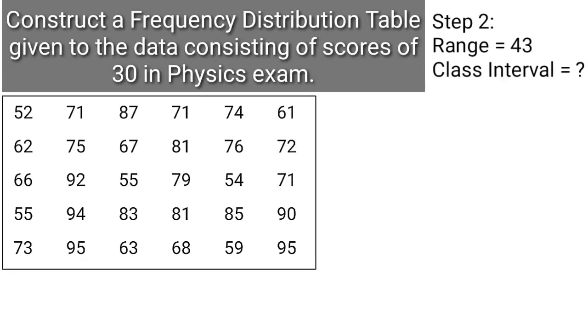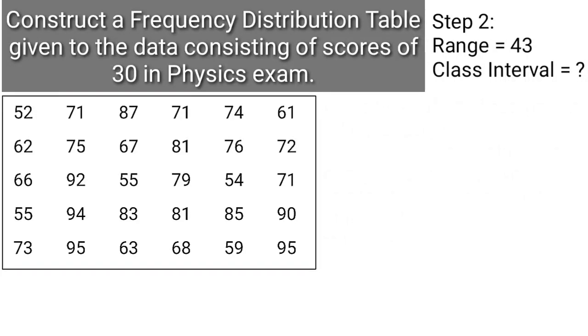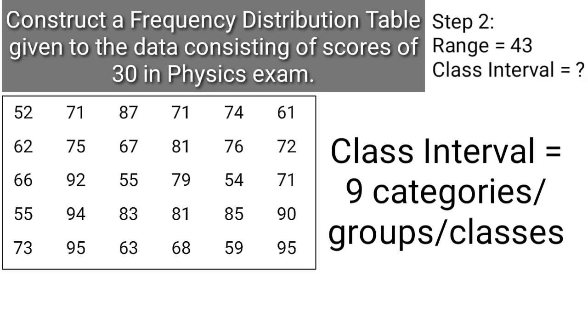In addition to the previous definition, class interval is also known as the number of categories of equal length, and it depends on you how many categories or groups you want to include in your table. In most cases, the ideal number of class intervals is between 5 and 15. In our case, we can decide on 9 groups in our class interval.